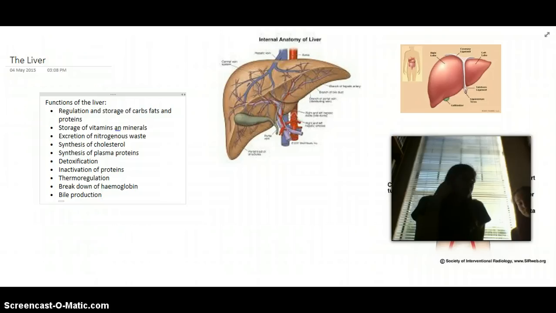So the storage of nutrients, is that what you just did? I did regulating nutrients.